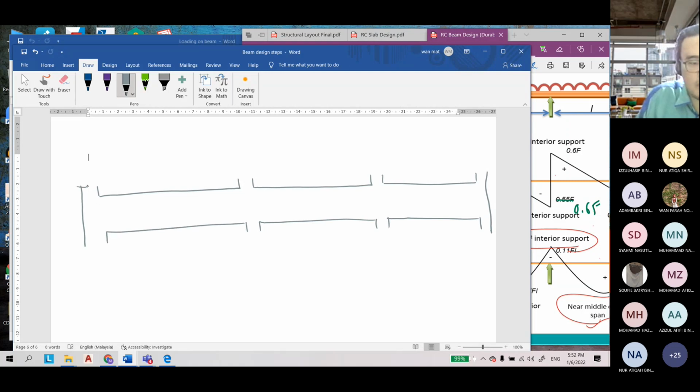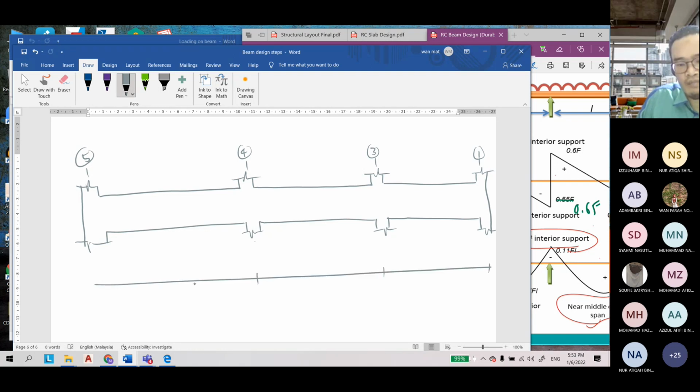Okay, make sure you complete your sketch with the information. Maybe this is okay. This is number 5. This is number 4. This is grid line number 3, and this is grid line number 1. And then please complete with your dimension. Okay.